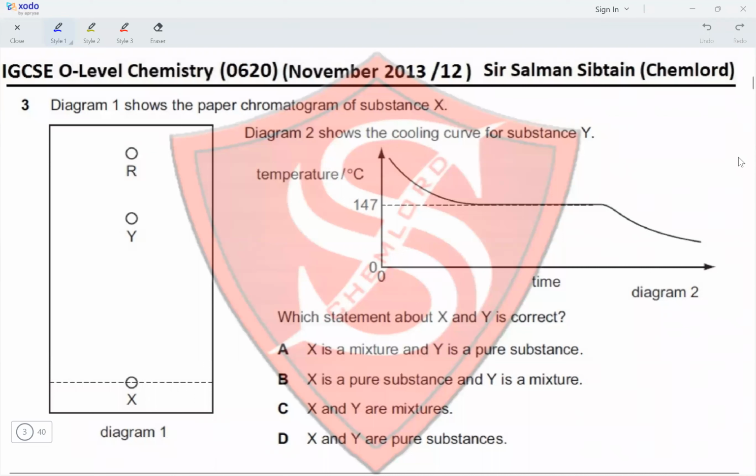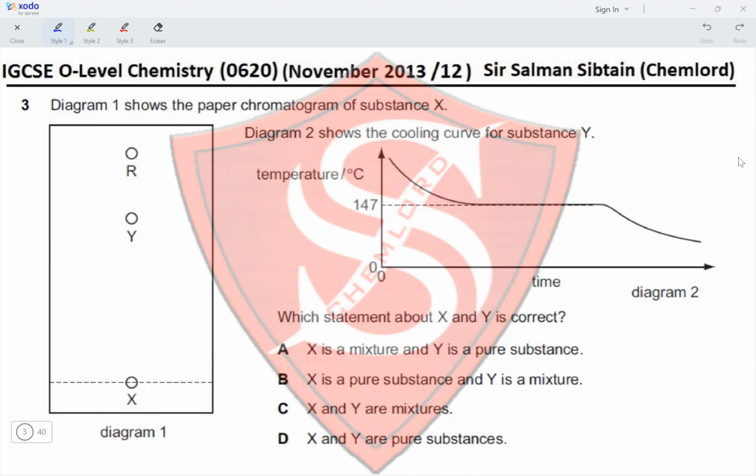Question 3. Diagram 1 shows the paper chromatogram of substance X. So substance X was a mixture of substance Y and R. Diagram 2 shows the cooling curve for substance Y. So it cools to 147 degrees Celsius, then it stays at 147 for a long time, then it cools further. Okay, which statement about X and Y is correct?